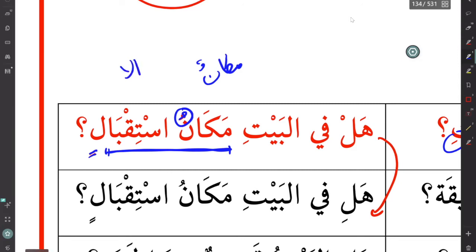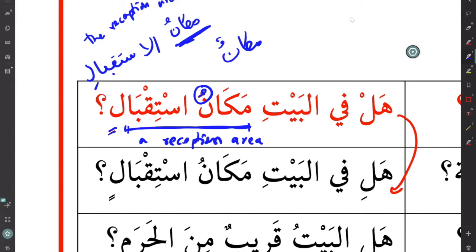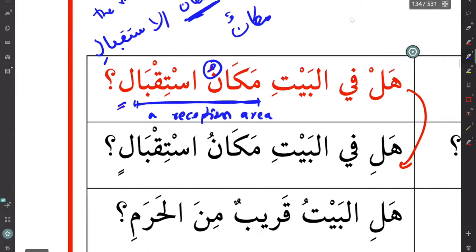If it was al-istiqbal, then it would have one kasra. You can say this makanu, you can say this makanul istiqbal. So here the translation would be, it is a reception area, and here it would be the reception area. Okay, you still cannot put alif lam in the first one. You can never put alif lam in the first part of idafa. Okay, these are the two rules. You cannot put alif lam. You also can't put tanween. And the second one always gets kasra.